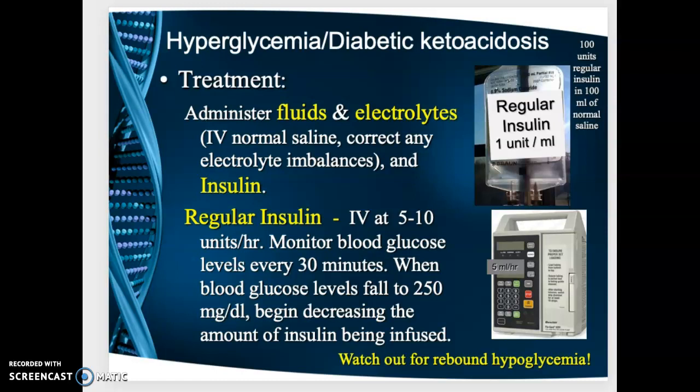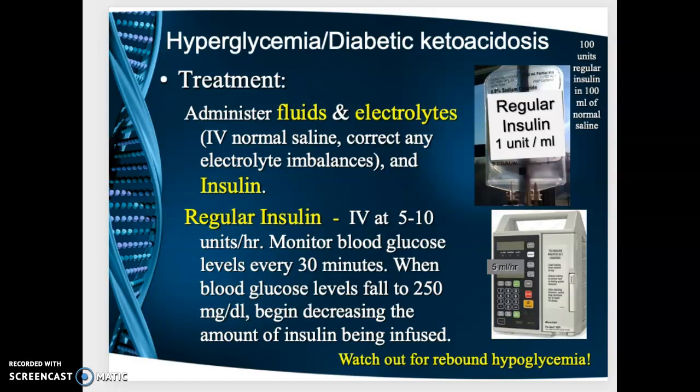And the doctor is going to write titration orders. Often the order is going to say start at 5 to 10 units per hour. At the bedside, what we would do is we would take a 100 milliliter bag of normal saline, we'd dump 100 units of insulin in there, and we would have a bag of regular insulin that had a concentration of 1 unit per milliliter. And so when the doctor would write an order, give 5 to 10 units per hour, then let's say we wanted to start at 10 units per hour, then we just started at 10 milliliters per hour, and then we knew the patient was getting 10 units per hour.